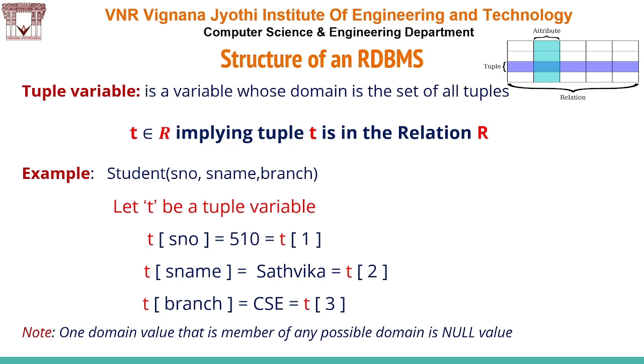Looking into the example, suppose our relation is student, the attributes of which are the student number, student name, and branch. To denote each value in a single record, T of S number is 510 if the first roll number happens to be 510. It can also be denoted as T of 1. If you go to the next record, you should have a subscript of 1 like that for every T value. Else, for the same record, T1 will be the value in the first cell, T2 the value in the second cell, and T3 the value in the third cell of the same record.